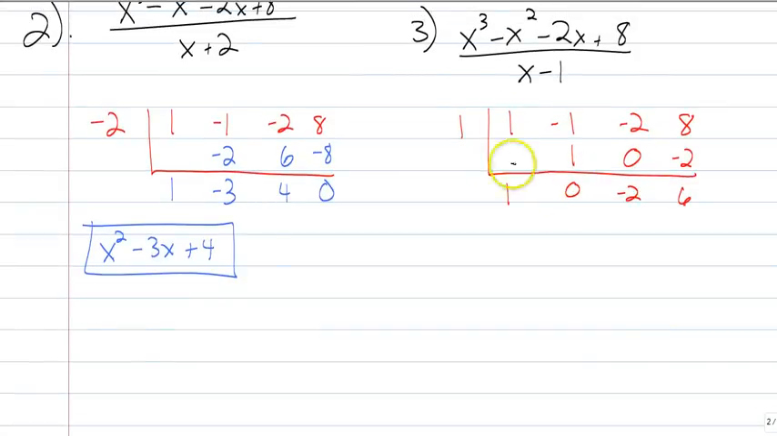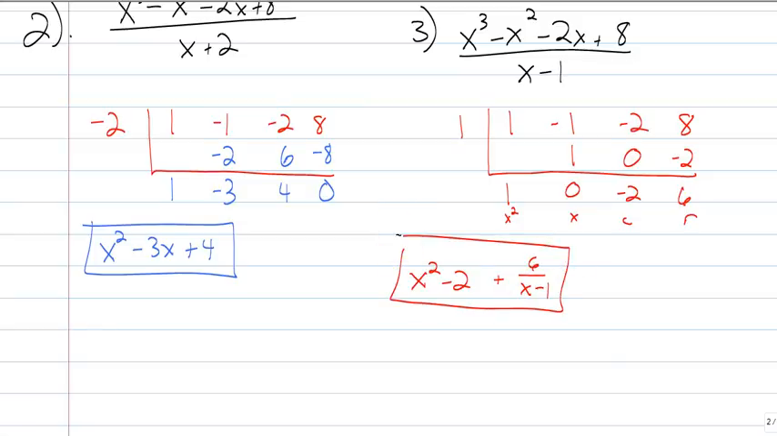That just means that since this was x cubed, this is now x squared, x, constant, and remainder. So here we go. Our final answer is x squared. There's no x term. Minus 2 plus 6 over x minus 1. That's my remainder, or the fraction that's left. Okay, so that is synthetic division. Again, a lot quicker than the long division, considering we did 3 problems in less time than it took us to do the 2 problems on the front. And we're going to use this on the next lesson more, and I'll show you how important it is.